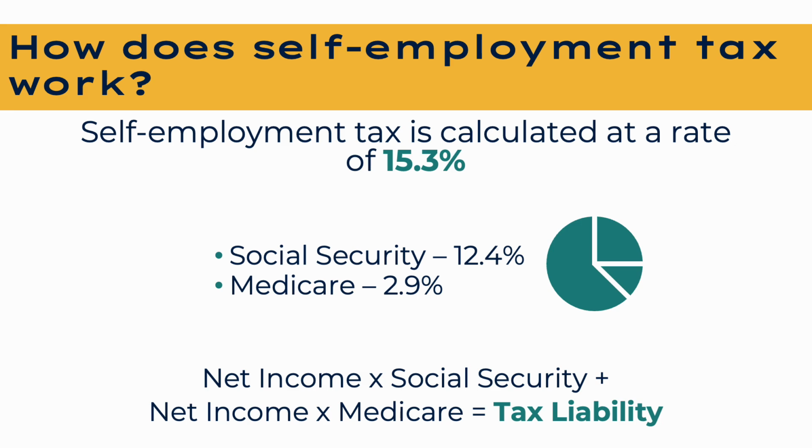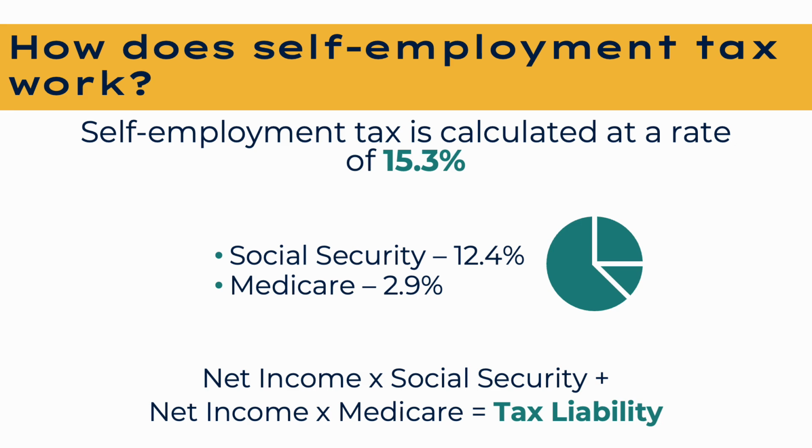Understanding how self-employment tax is calculated is crucial for childcare business owners. Self-employment tax is calculated at a rate of 15.3% for tax year 2023. This comprises two components. The first is Social Security at 12.4%. The good news is that Social Security tax only applies to income up to a certain threshold called the Social Security wage-based limit, which is $160,200 in 2023. Income beyond this threshold is exempt from the Social Security portion.